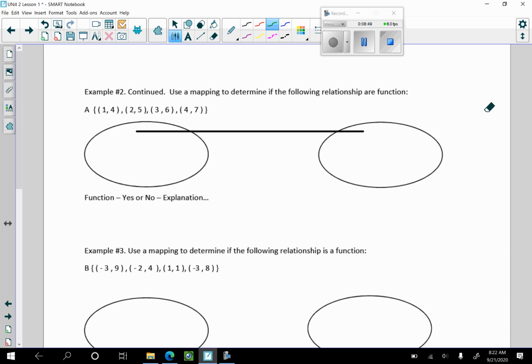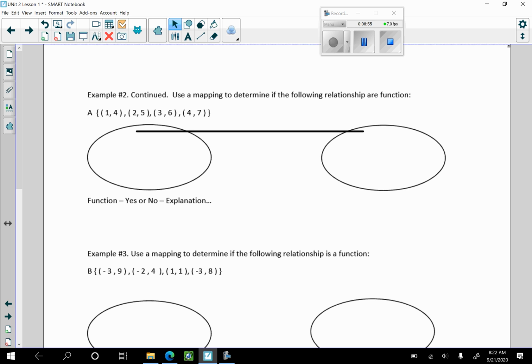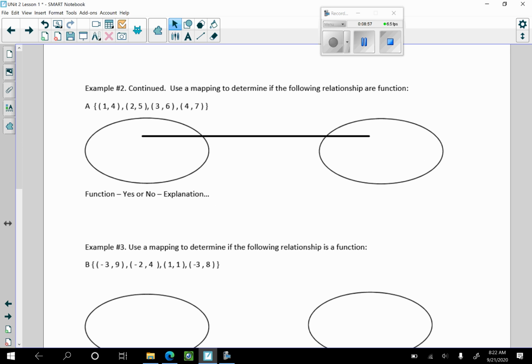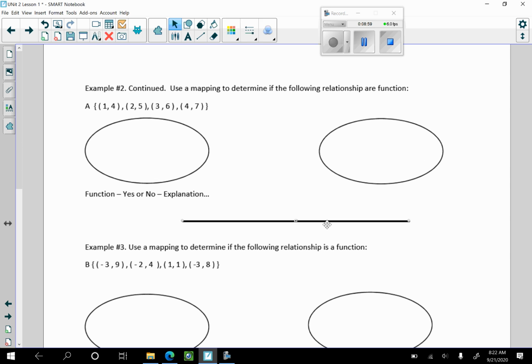So let's go ahead and create our, first of all, let's get this little guy out of here. I don't know why he's here. Uh-oh. Can I catch it? Yes, I can catch him. Let me erase him.